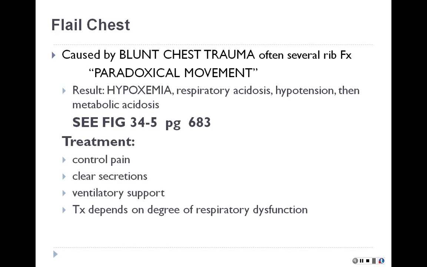And now you can also get paradoxical movement from positive pressure ventilators, your lungs being overinflated. So it can happen. But usually we don't do any surgical repair on the flail chest itself to remedy those ribs unless there's gross deformity or something. Okay. So we're going to do pain control, clearing out their secretions, ventilatory support. Those are going to be our main things.